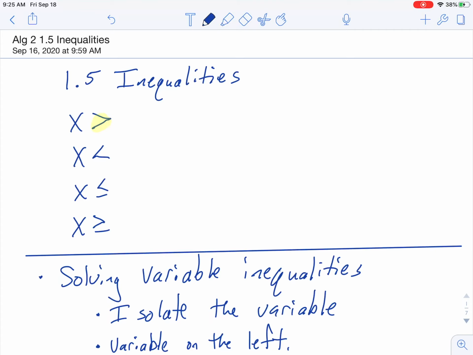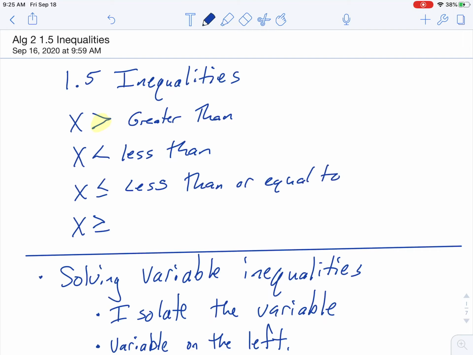So what we have here is greater than, followed by less than. This one is less than or equal to. The presence of half of an equal sign means or equal to. This one is greater than or equal to.